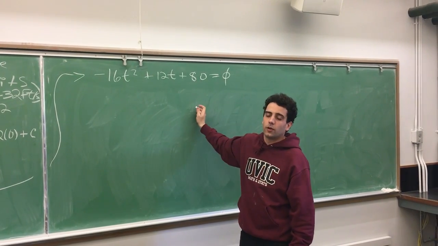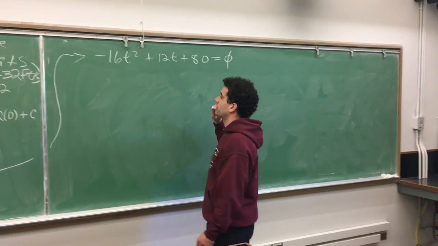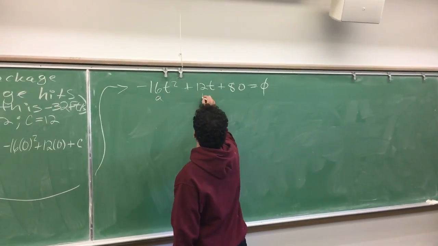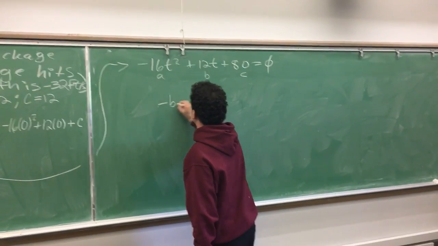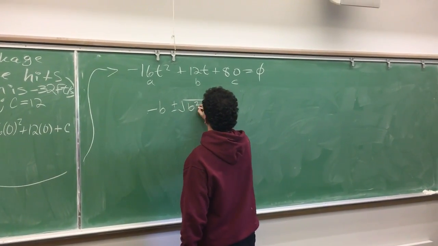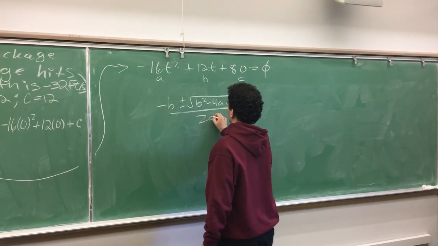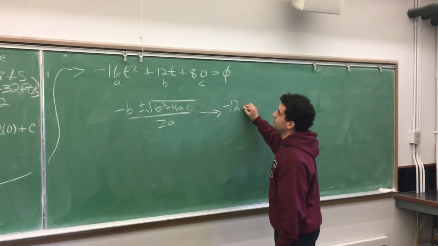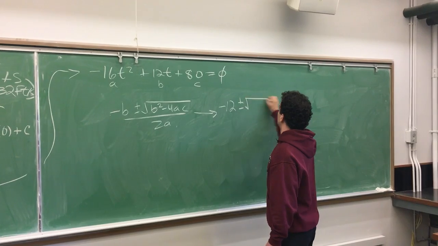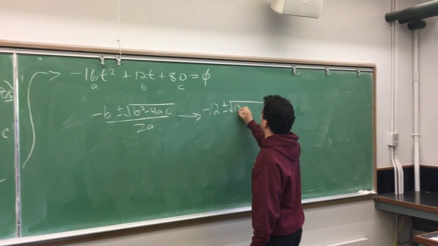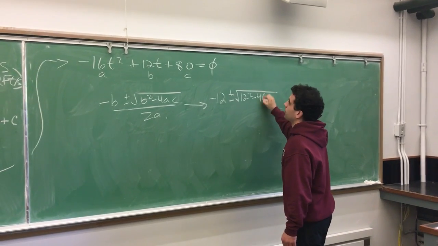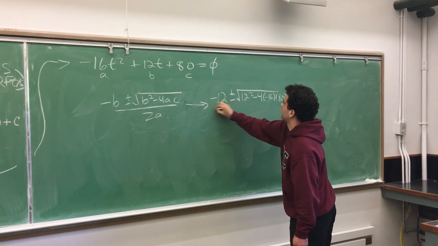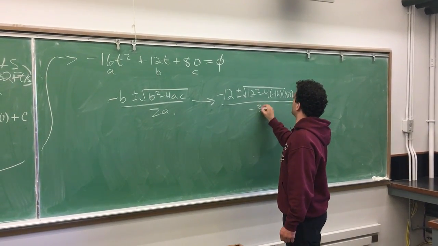Best way to do this, just use the quadratic formula. Don't even bother trying to factor it. Don't reduce it, don't do anything. Just use the quadratic formula, use a calculator, you'll be fine. So this is a, b, c. Quadratic formula, negative b plus or minus the square root. So you have negative 12 plus or minus the square root of 12 squared minus 4 times negative 16 times 80, over 2a, which is negative 32.